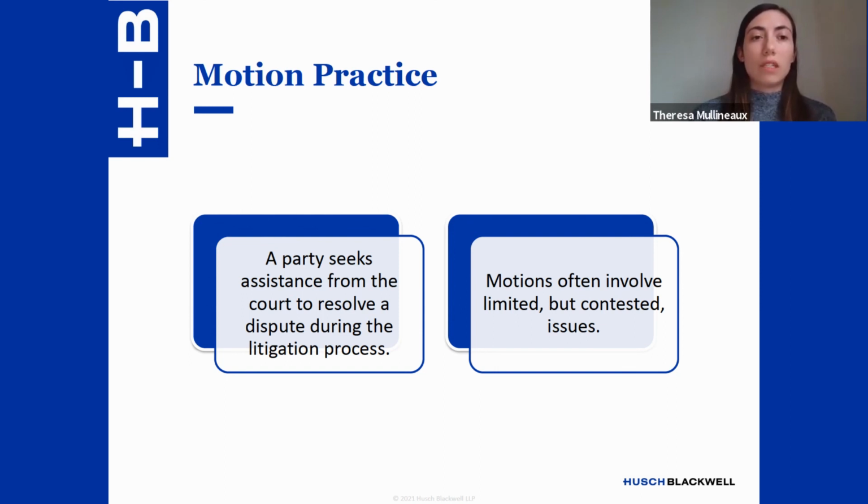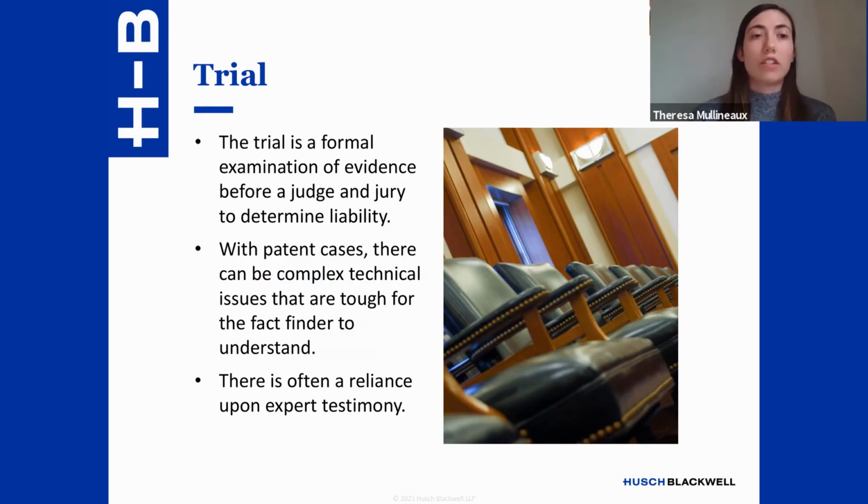A lot of times we see our startup clients, near the end of discovery, when motion practice is looming and trial is looming, consider settling through mediation before getting into this intense motion practice and trial. But some of our clients choose to progress on, go through motion practice, and then the case will ultimately end at trial. This is what a lot of us are familiar with. This is what we see on TV.